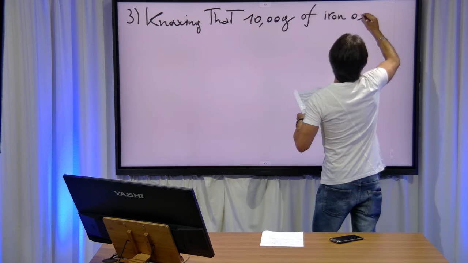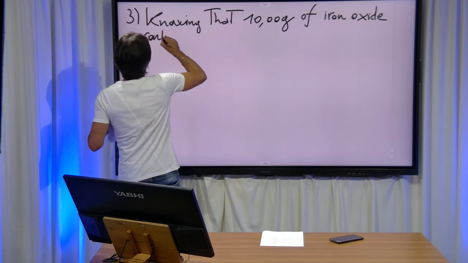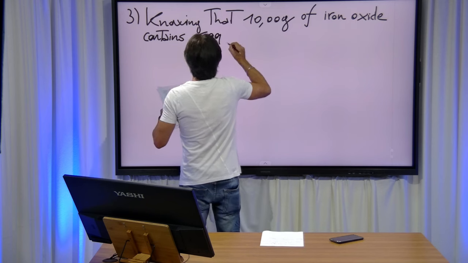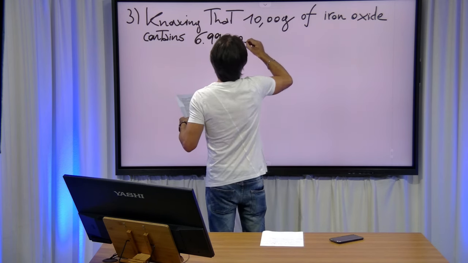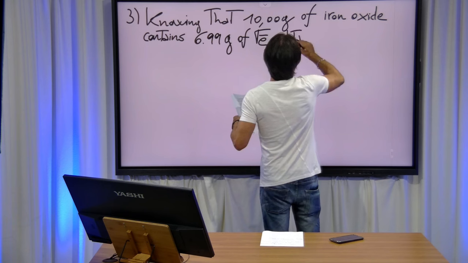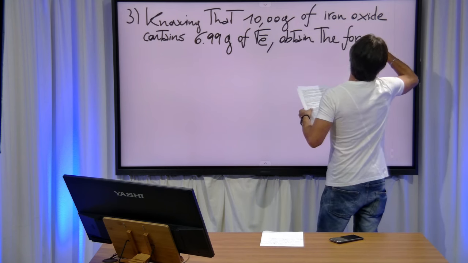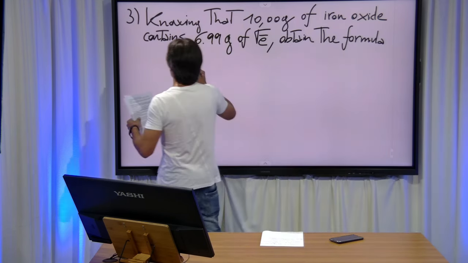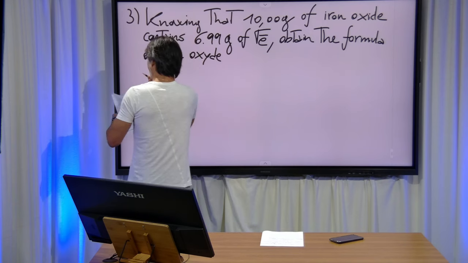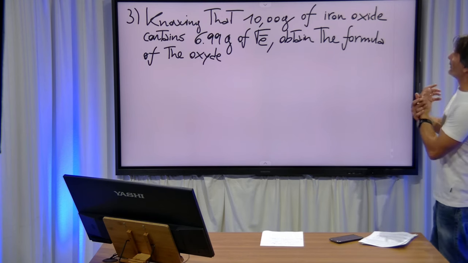Iron oxide contains grams of iron obtained. The formula of the oxide. Okay.